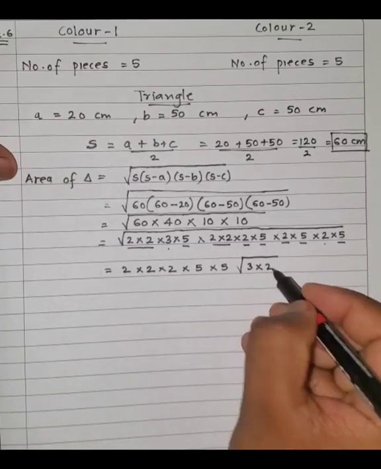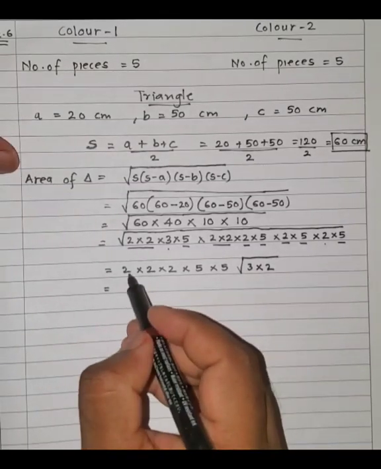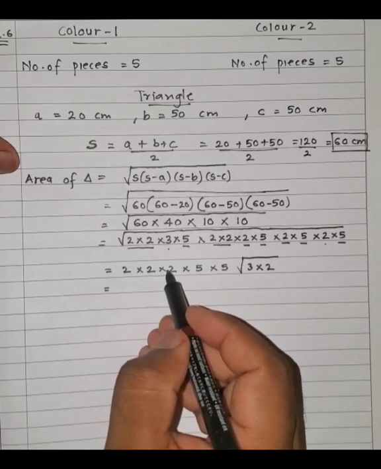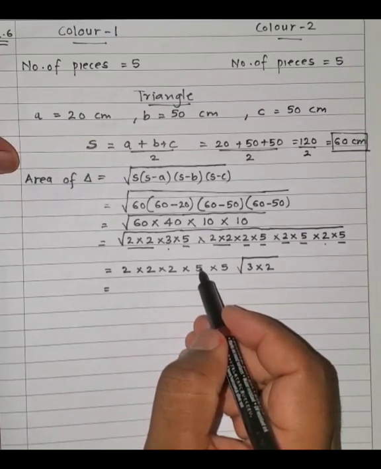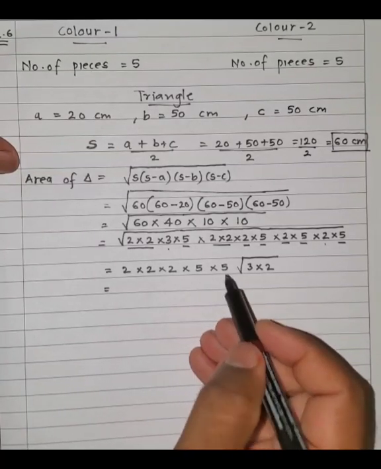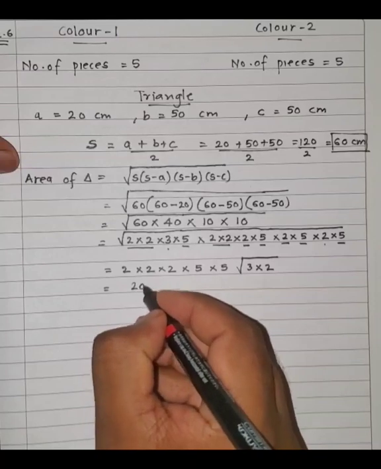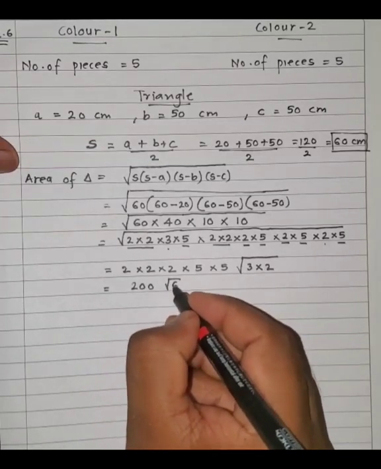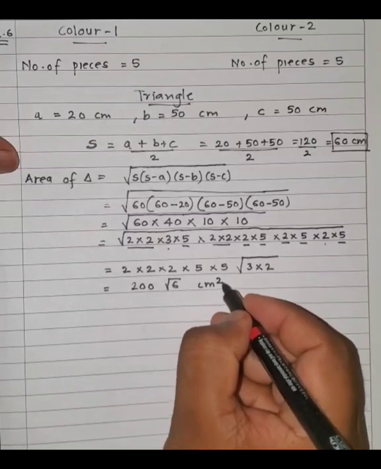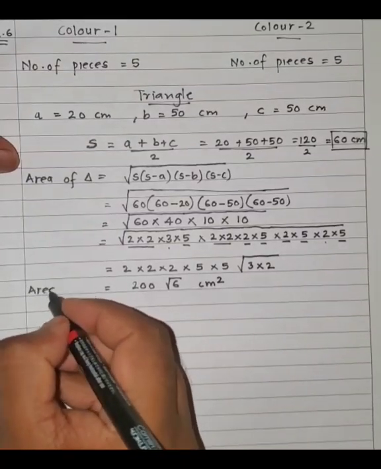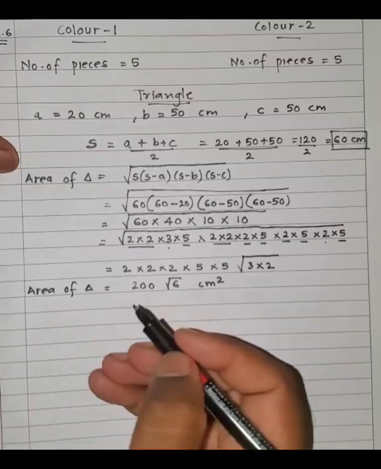So 3 into 2. Now when I multiply, 2 2s are 4, 4 2s are 8, 8 5s are, how much, my dear? 40, 40 5s are 200. So I got 200 root 6. What would be the unit? Centimeter square. That is the area of one triangle.